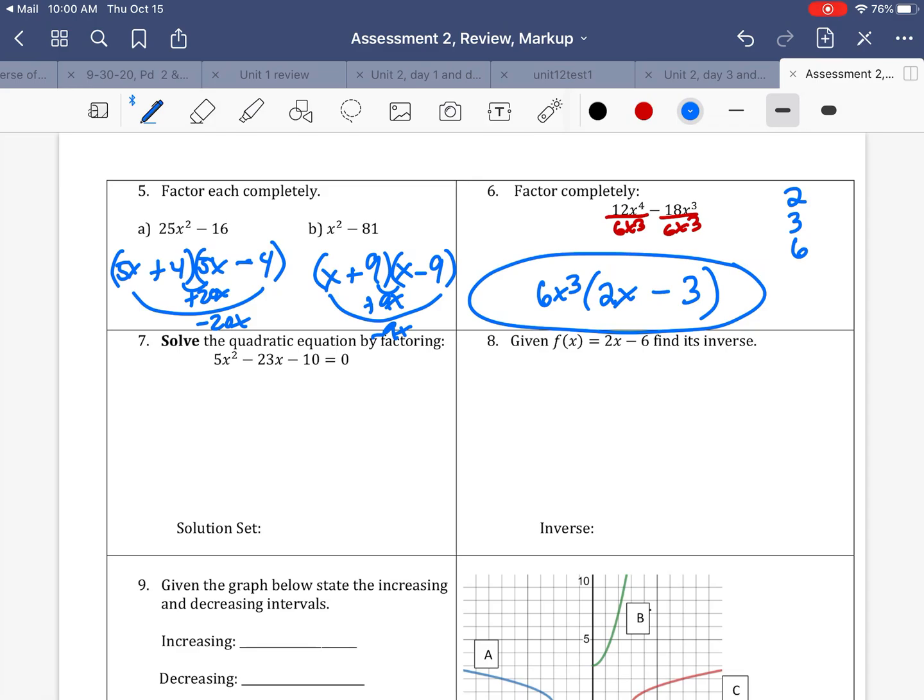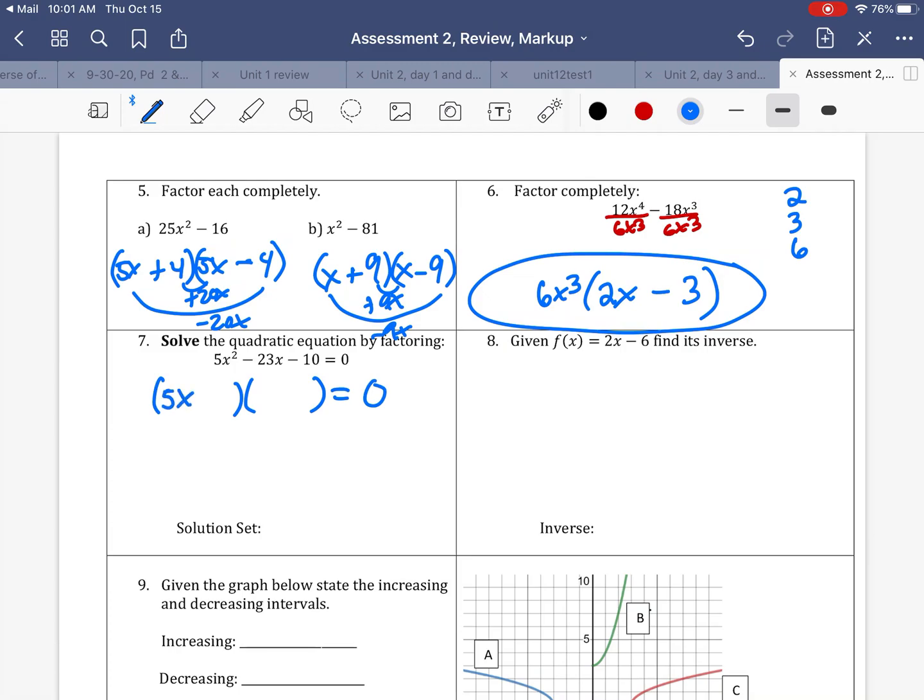All right, and number 7. We are solving by factoring. So it's already in standard form. It's ready to go. I don't have to fix it. I don't notice a GCF, 5, 23, and 10, nothing in common. So I'm just going to begin factoring. This is just a factoring problem with one more step after we're done.